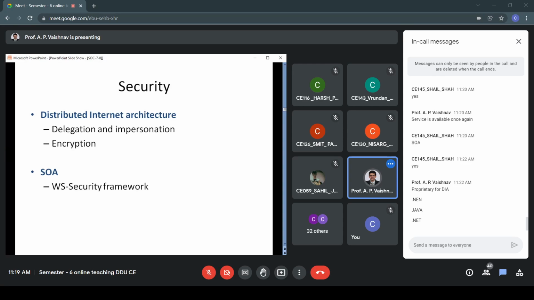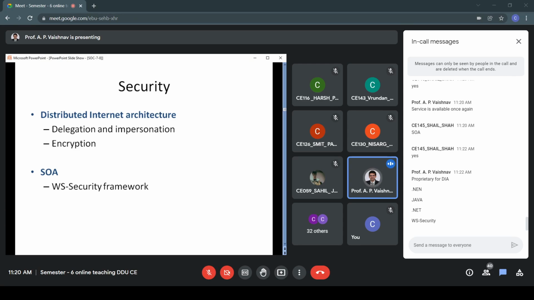Delegation is available. Impersonation is available. Right? Encryption. I'm not going in detail right now because these are proprietary techniques. While in SOA, we use a standardized framework that is known as WS Security. WS Security is capable enough to work with any client, any type of service. Right? So that is again a benefit. Okay. Instead of using proprietary, we use standard. Okay. So that is the difference over here.